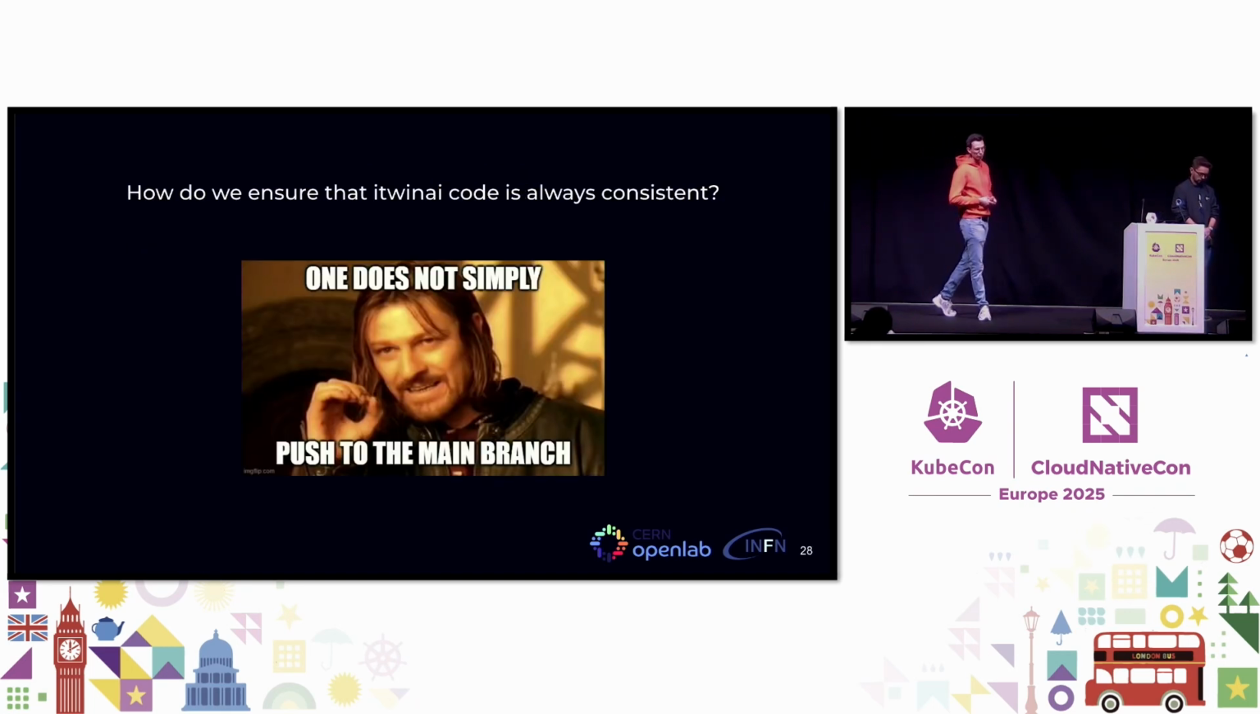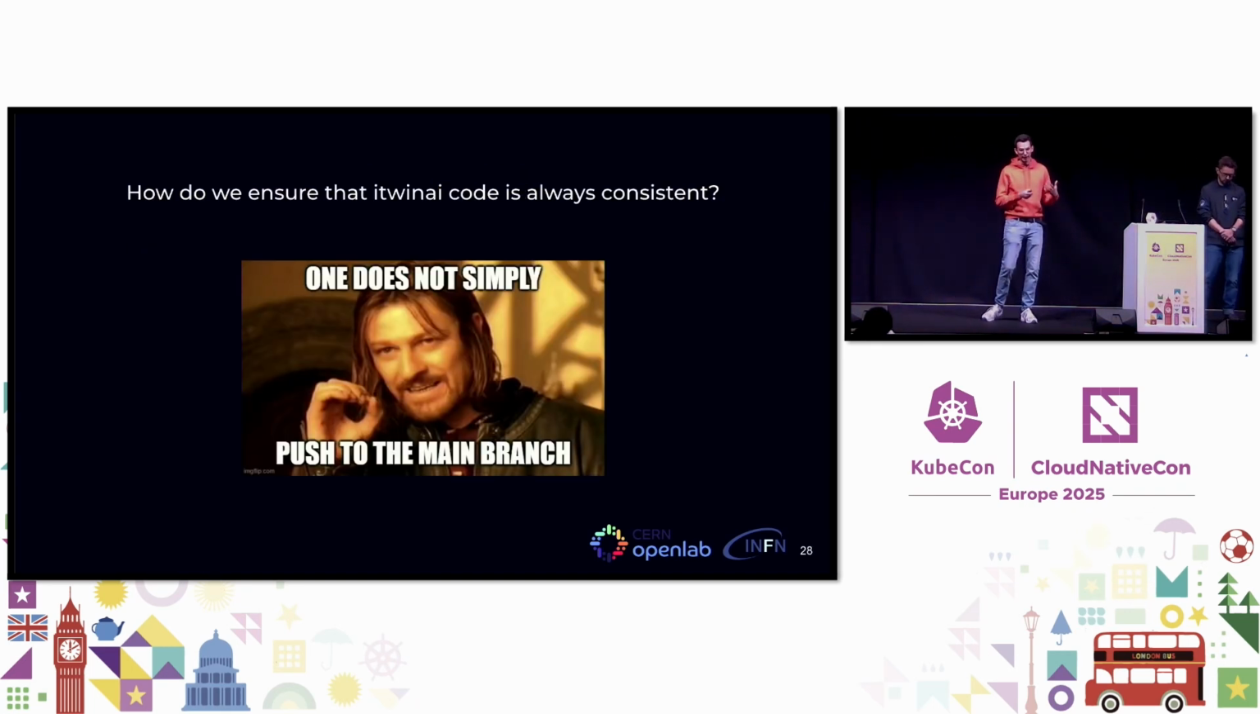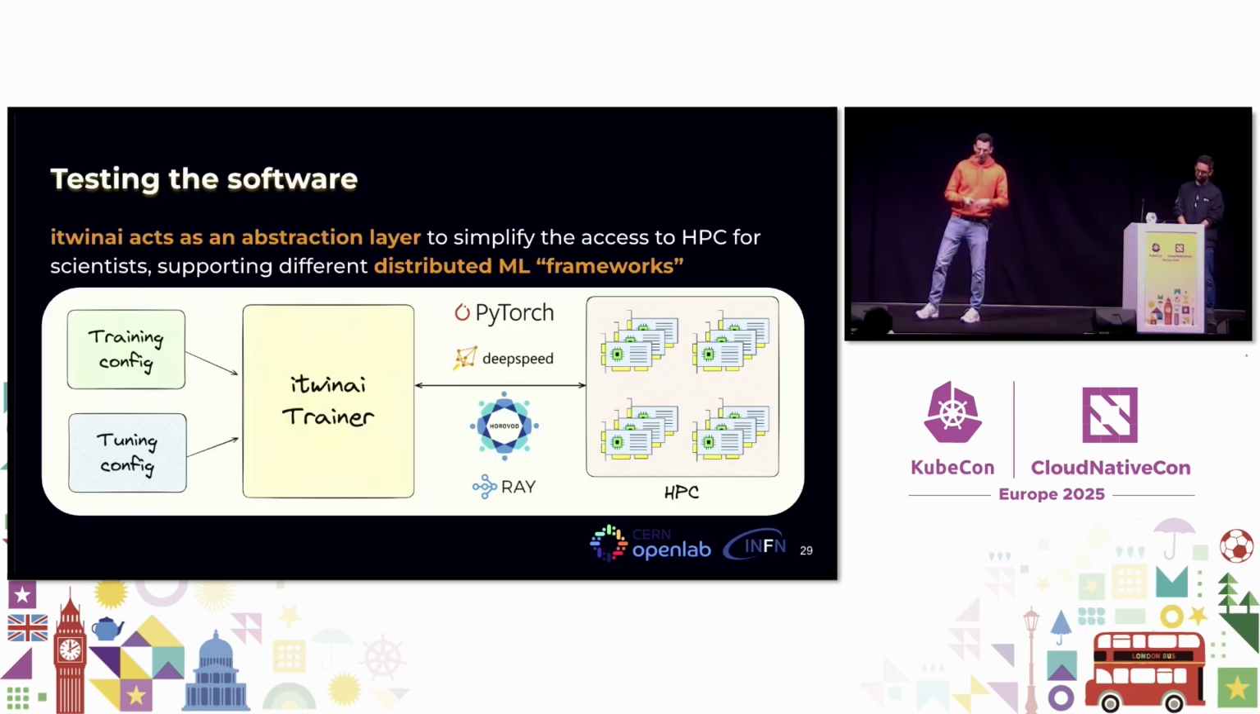So how do we make sure that the code that we're developing in iTwin AI is always consistent? As I was saying, iTwin AI is this abstraction layer on top of popular distributed machine learning frameworks. So the users will provide a training configuration and a tuning configuration, and then the trainer will abstract out the complexity below, which is basically different distributed machine learning frameworks, and also the HPC infrastructure.